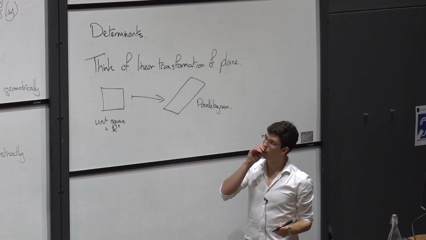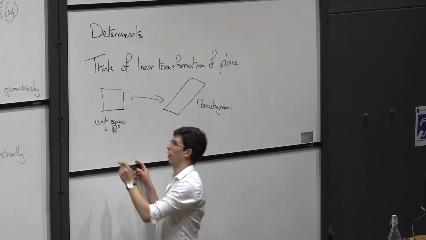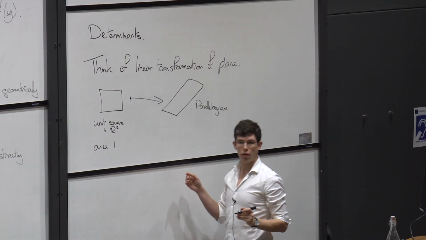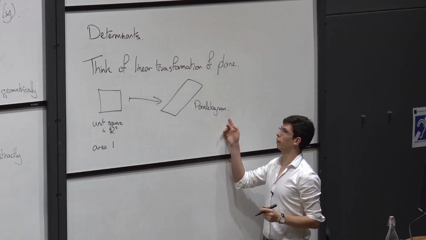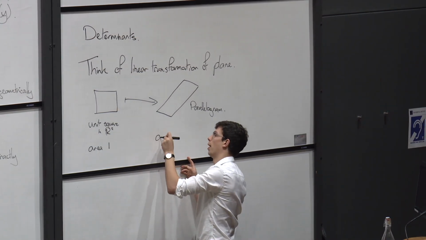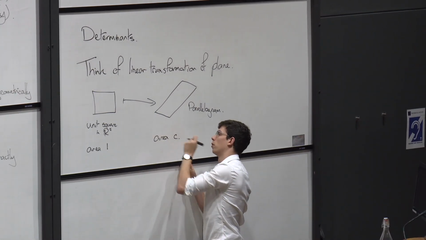And the unit square has area 1. And this parallelogram, the area won't necessarily be preserved. So we'll have some different area C.